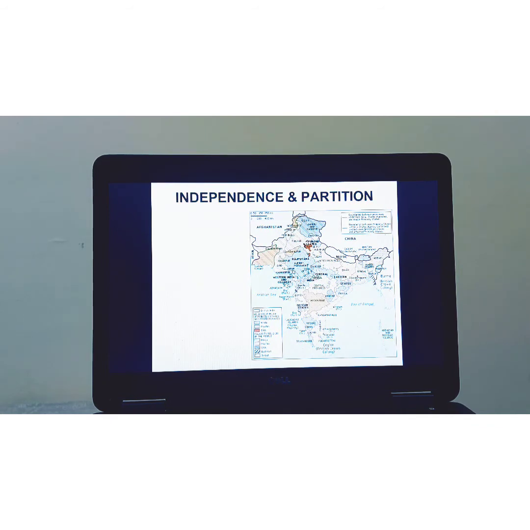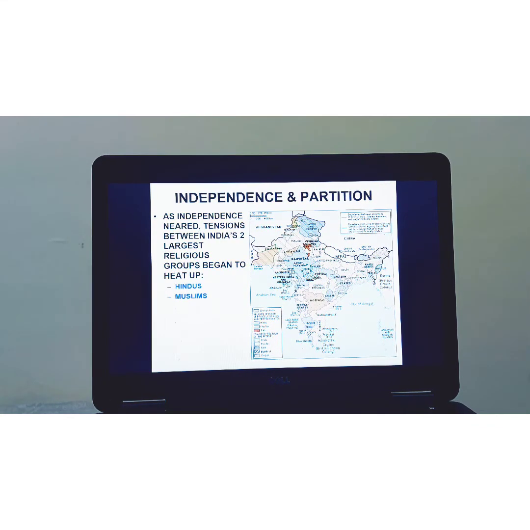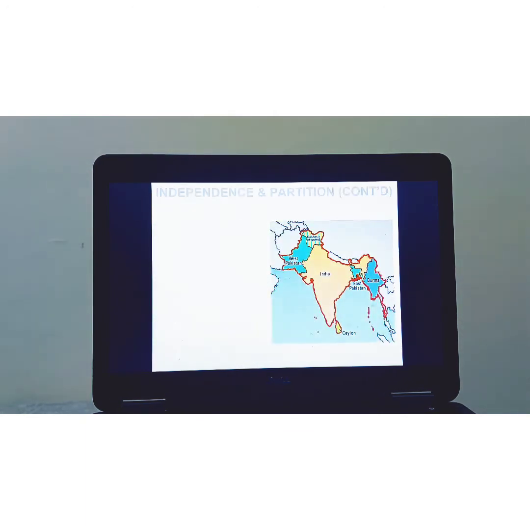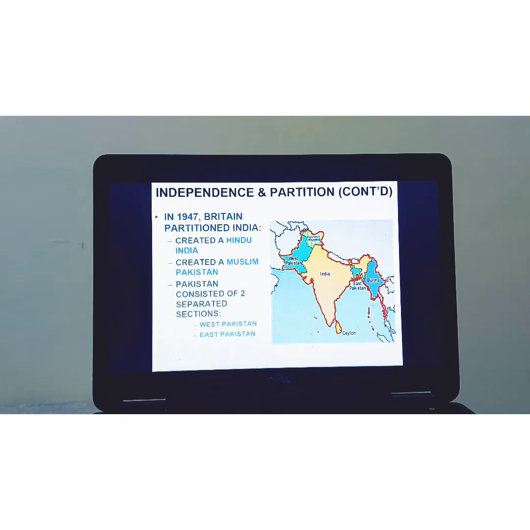Independence and partition. As independence neared, tensions between India's two largest religious groups began to heat up, and the two largest groups are Hindus and Muslims. India's Muslim minority wanted a state of their own. In 1947, Britain partitioned India, creating a Hindu India and a Muslim Pakistan. Pakistan consisted of two separated sections, West Pakistan and East Pakistan.